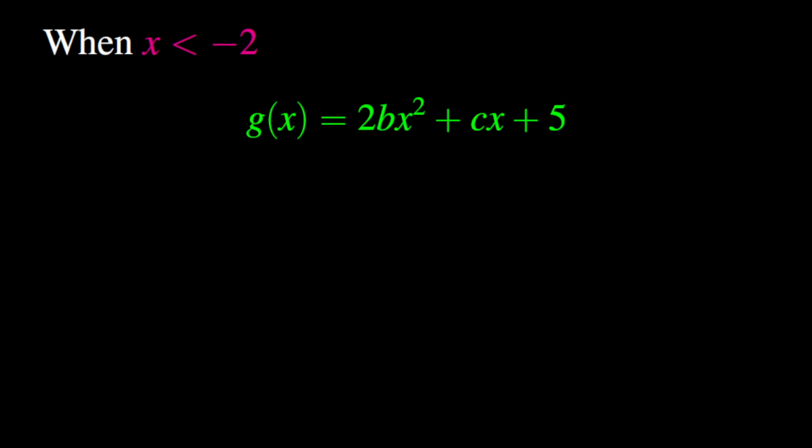We will now determine if the function g of x is continuous at x equals minus 2. We will therefore analyze the left-hand and right-hand limits at this point. Next, we will compute the left-hand limit of the function as x approaches negative 2. Given that when x is less than or equal to negative 2, the function g of x is equal to 2bx squared plus cx plus 5.